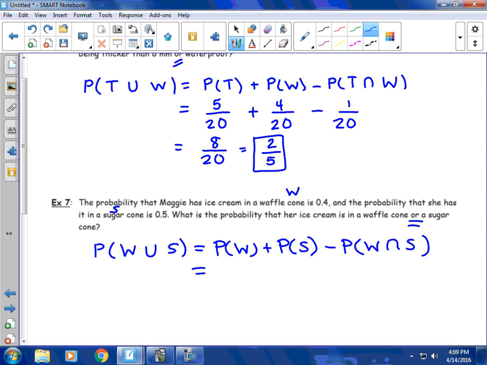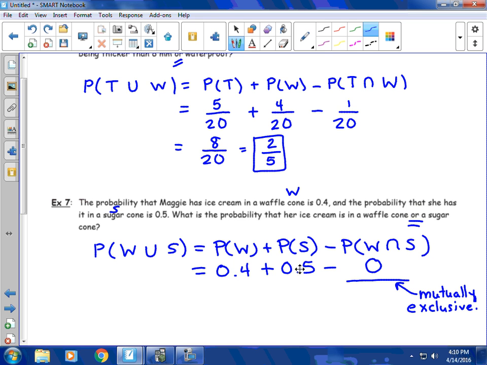We've got probability of waffle, that's 0.4. We've got the probability of sugar, which is 0.5. But they neglected to give me the probability that it's a waffle cone and a sugar cone. Why is that okay? Well, I don't think you can be a waffle cone and a sugar cone. You're either or. It's one or the other. So that probability would be 0. That means waffle cones and sugar cones are mutually exclusive. Can't be both at the same time.